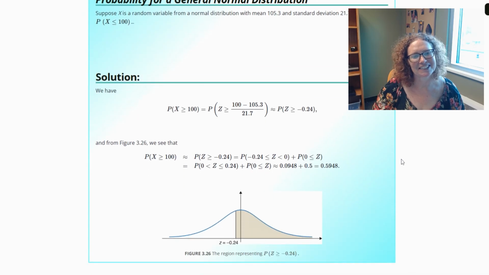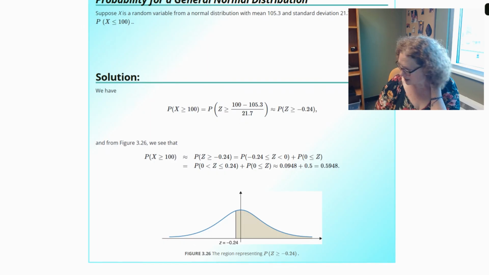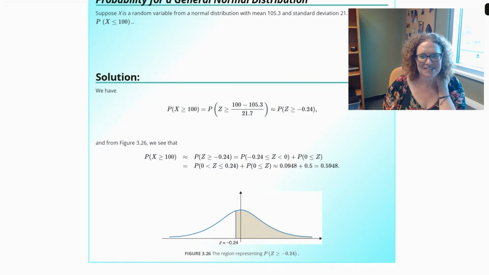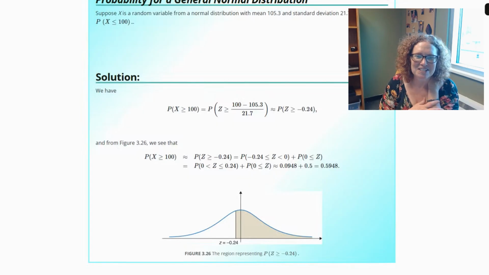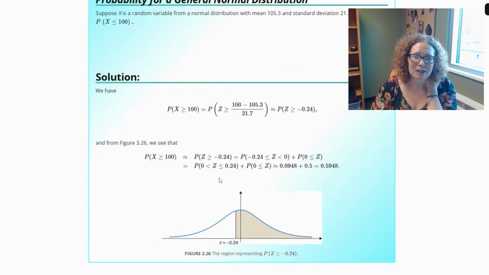One more, another one. Going through the same amount again, we are looking at a mean of 105.3 and a standard deviation of 21.7, and we want x to be less than or equal to 100. So we have this probability. We do our division because z is equal to x minus the mean over the standard deviation, right? So we get negative 0.24. We put that into the probability formula.